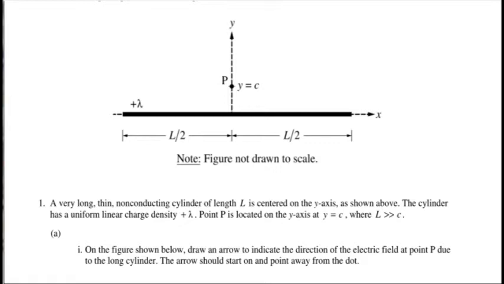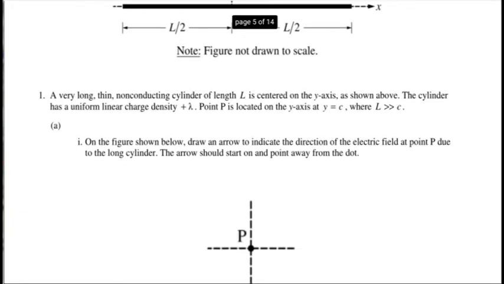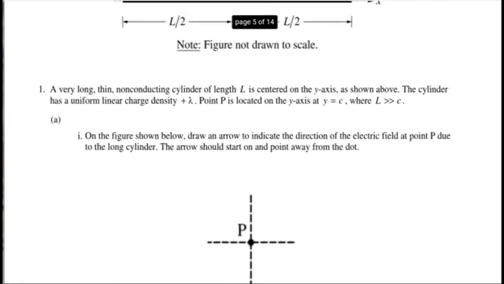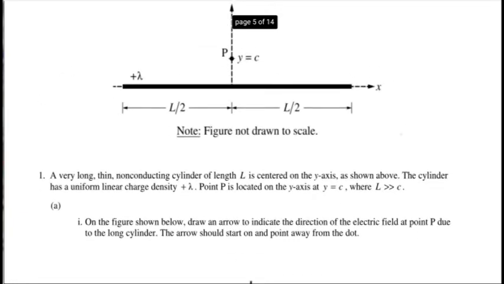So the first question here asks: on the figure shown below, draw an arrow to indicate the direction of the electric field at point P due to the long cylinder. Okay, and we can see this down here. This is just like a little graph, but let's take a look at how we're going to figure this out.